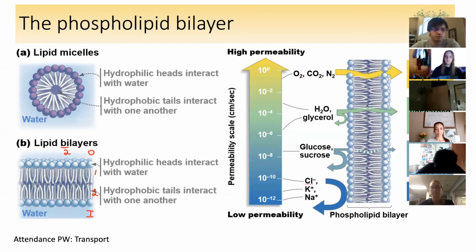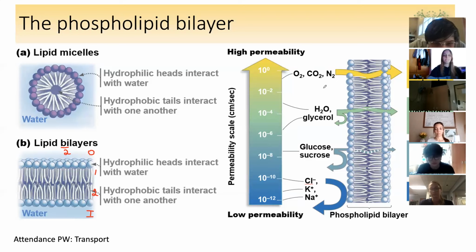So over here on the right, this is one of my favorite pictures from our textbook. I think this shows really nicely what can pass through this phospholipid membrane and what really can't. All right. So notice that this is a log scale. So we're going up by a factor of 10 each time. The top means the stuff can get through this phospholipid with absolutely no problem at all.